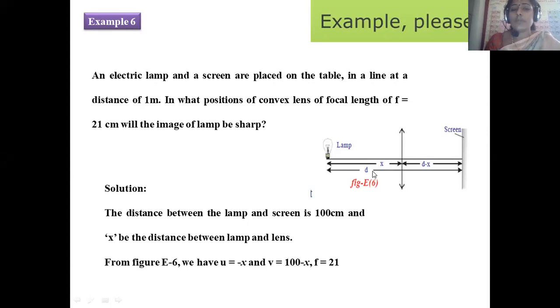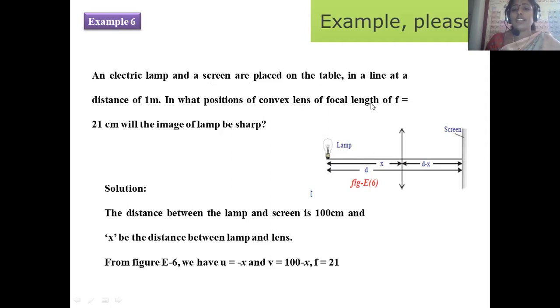In order to get the sharp image, where do we have to keep the object? The electric bulb was taken within the diagram; it is clearly mentioned we are taking an electric bulb. This is a lamp we are going to illuminate here, and it was placed with respect to the principal axis, on the table in a line at a distance of 1 meter from the screen. So the screen to lamp distance will be 1 meter.